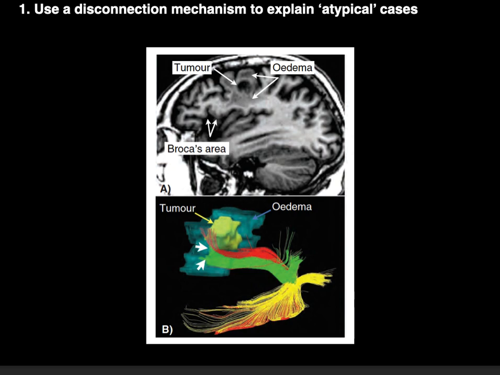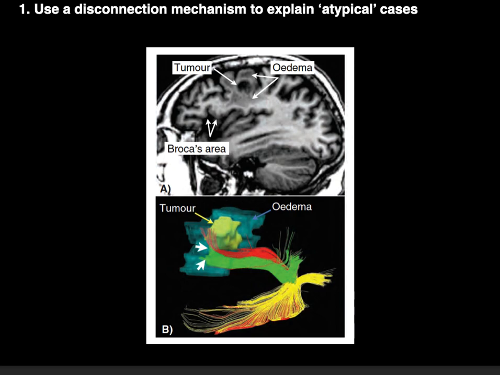So the first one is to use the disconnection mechanism to explain atypical cases. What you see here is a brain tumor patient who had a tumor in the dorsal frontal cortex but presented clinically with a Broca's aphasia. Now, looking at the T1 scan, this is considered an atypical patient. So a patient where the tumor is not in the cortical area that one would suspect given the clinical presentation.